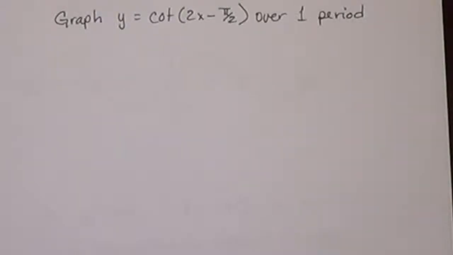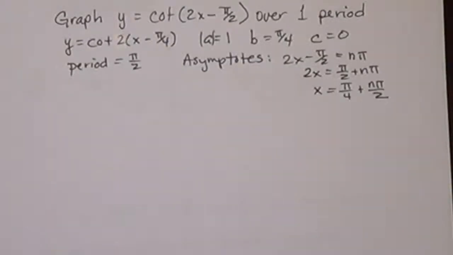Just like our other functions, we're going to start by rewriting our function and finding our values for our variables. So in this case, y equals cotangent of 2 times the quantity x minus pi over 4. Our amplitude is 1, our phase shift is pi over 4, there is no vertical shift, and our period is pi over 2. The asymptotes in this case are going to be pi over 4 plus n pi over 2.